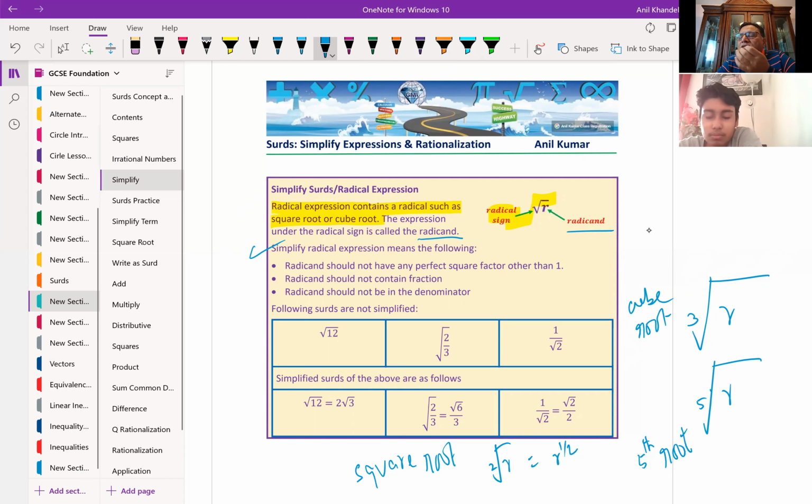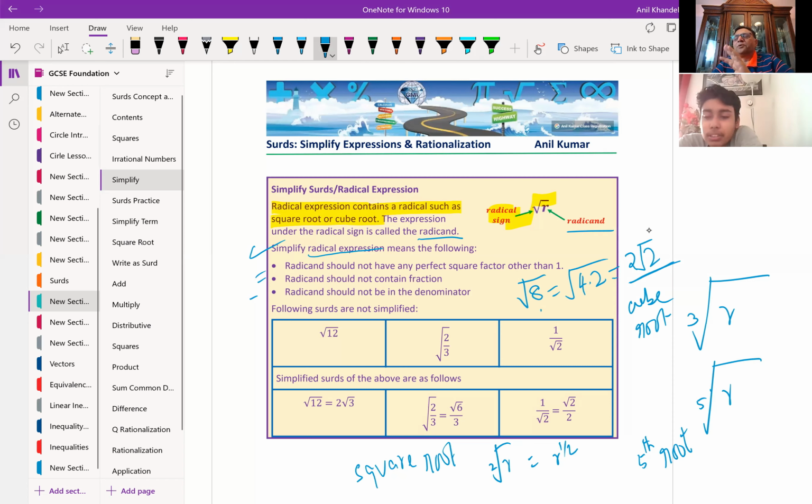And what does that mean? What does it mean when I say simplify a radical expression? It means these three things. First, the radicand should not have any perfect square factor other than 1. What I'm trying to say here is the radicand should not be like 8, because 8 could be written as 4 times 2, correct? Yes, sir. The square root of 4 is 2, so I could write this as 2 square root 2, right? So 8 is not in the simplest form, but 2 square root 2 is in the simplest form. You get the idea?